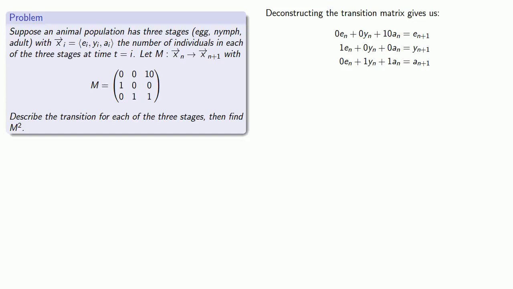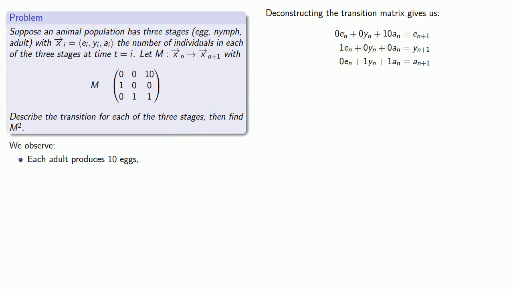So the number of eggs at time n plus 1 is going to be 0 times the number of eggs at time n, plus 0 times the number of nymphs at time n, plus 10 times the number of adults at time n. And one way we can interpret this equation is that every adult produces 10 eggs.